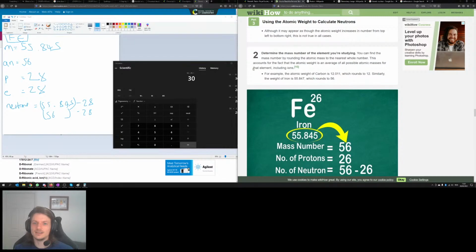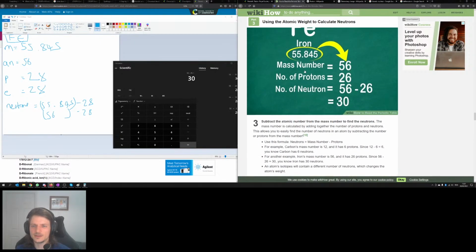I see, okay. This accounts for the fact that the atomic weight is an average of all possible atomic masses for that element, including ions. I mean, does this mean with gravity mixed in? I don't know. For example, the atomic weight of carbon is 12.01, which rounds to 12. Similarly, the weight of iron is 55.8, which rounds to 56. So the atomic mass is 56 versus the atomic weight, which is 55 point. Okay. Yeah, atomic weight. Okay, cool. This makes sense now.